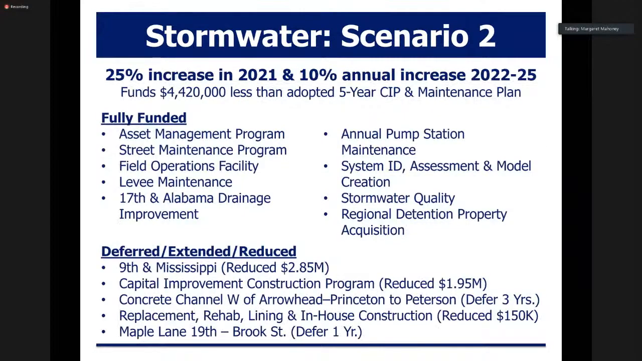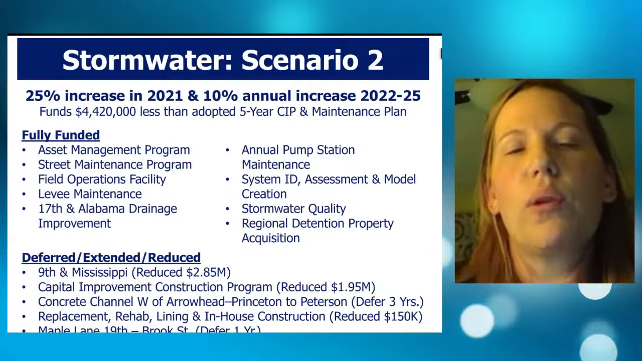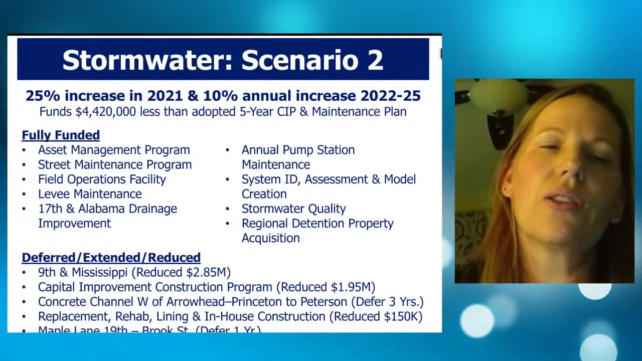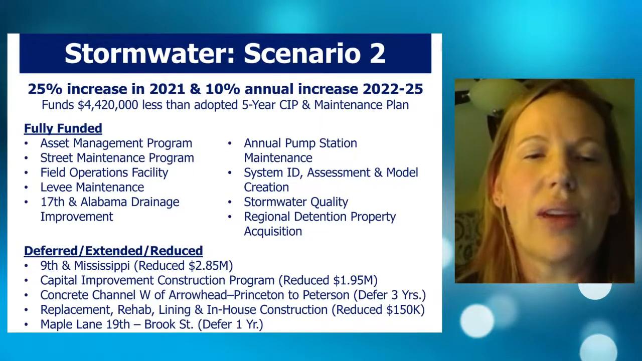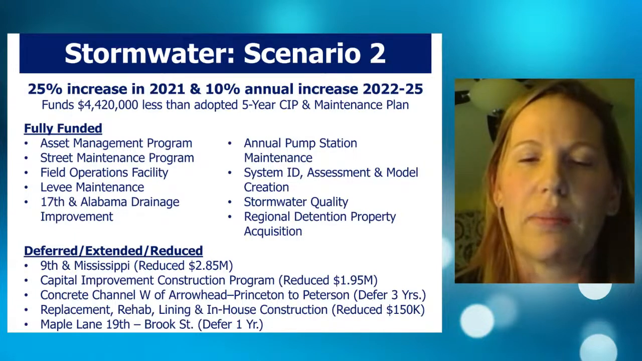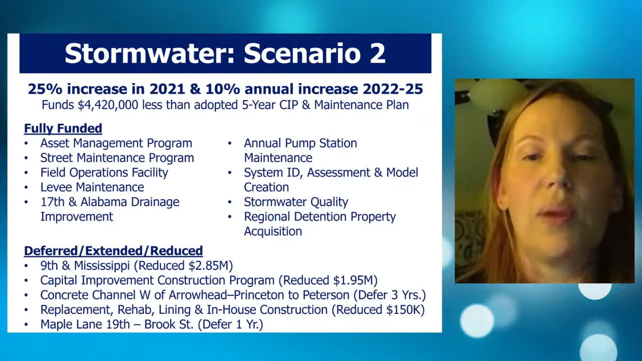Now in scenario two, this is the 25% increase in 2021 and then a 10% increase in 2022 through 2025. Just note that that funds $4.4 million less in CIP. As you can see, there's a list of the fully funded projects and programs, but now we have a category of deferred, extended, or reduced projects or programs that are affected by the missing $4.4 million.